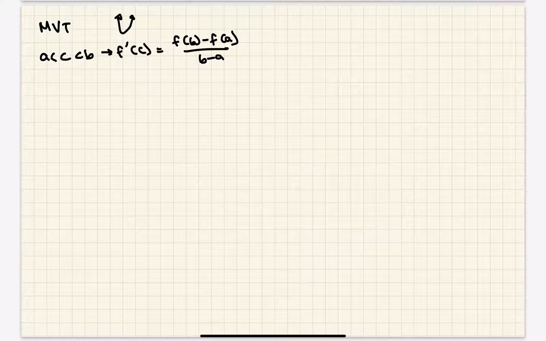That basically says if you have something like a function here, you have an interval where you have a secant line, there's got to be at least one point on that interval where the tangent line, the slope of the tangent line, is equal to that slope of the secant line. Pretty interesting, pretty useful theorem.